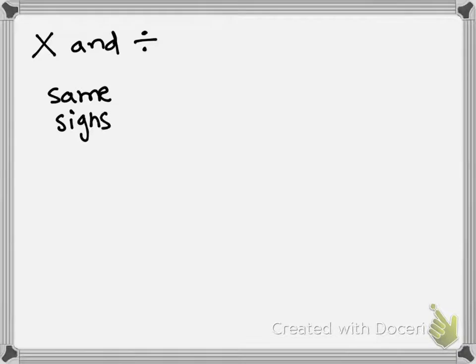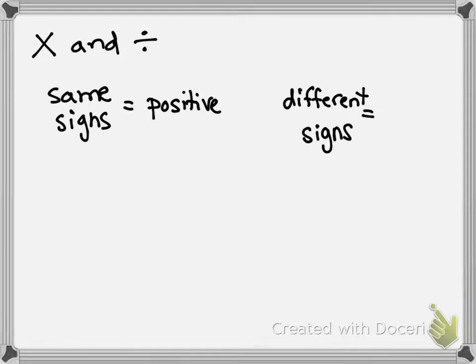Again, in 7th grade, we also use integers in our one-step equations. So let's go over multiplication and division integer rules. When the factors have the same signs, the answer is going to be positive. And when the factors have different signs, then the answer is going to be negative.